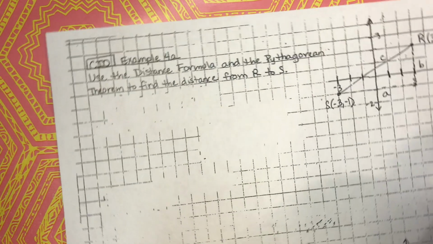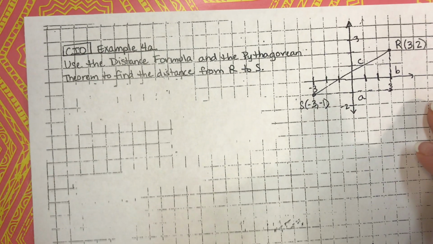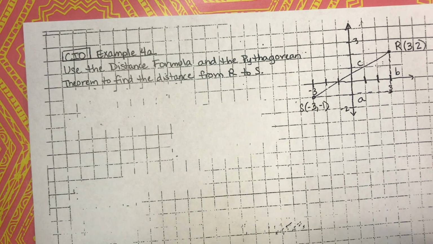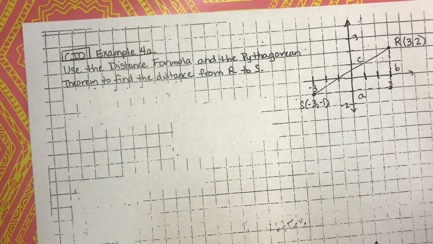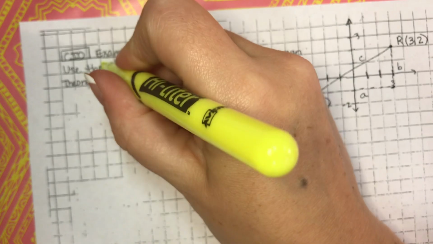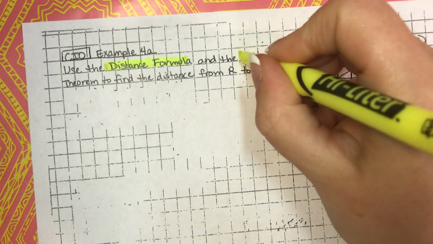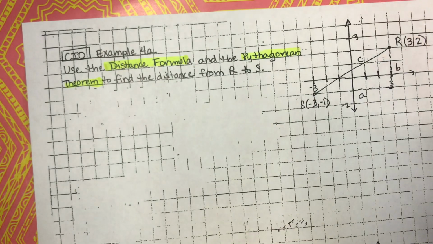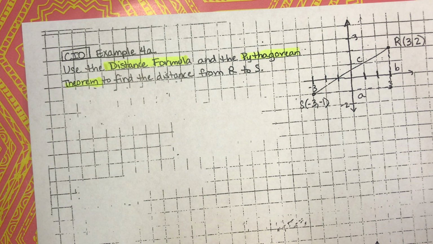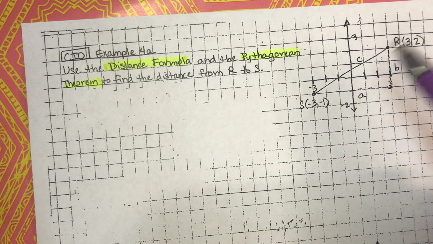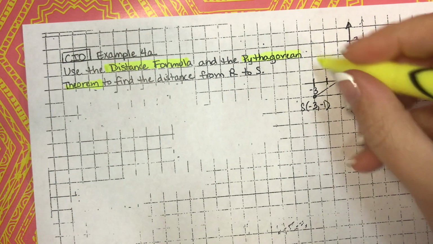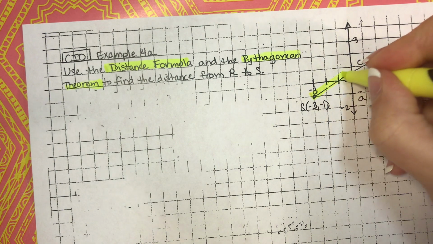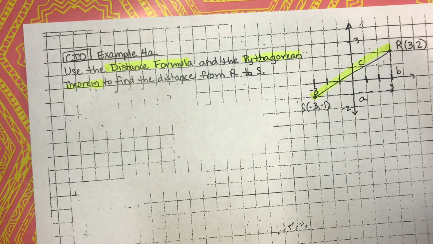Okay, this says right here, check it out, example 4a. It says use the distance formula and the Pythagorean theorem to find the distance from R to S. So again, I'm just going to highlight, we have to do both of these things, the distance formula and Pythagorean theorem to find the distance. So here is R, here is S. Let's go ahead and we're finding the distance right here. And so we have to create a triangle.